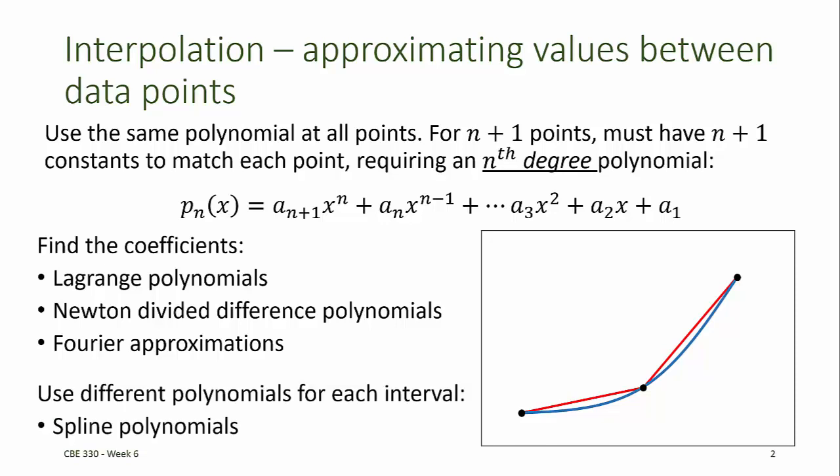The alternative method for generating interpolation formulas is to use different polynomials over different intervals. These are called spline polynomials, and we'll introduce the calculation of splines in this chapter as well. A simple example of a spline is a linear spline, where we use a different straight line between the first and second data points than we use between the second and third data points.